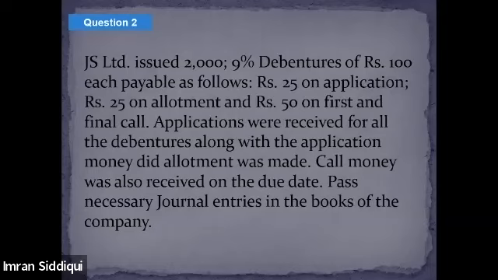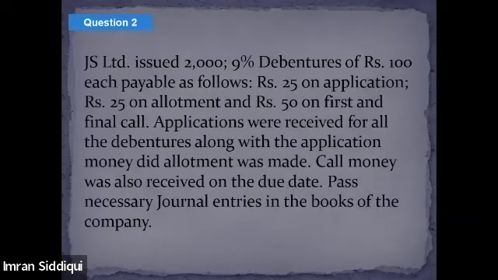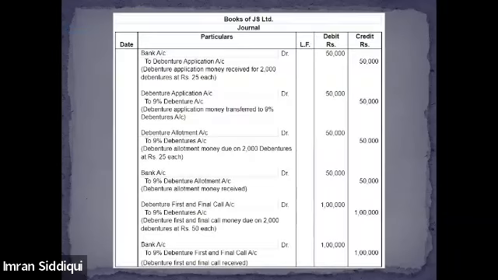The first entry will be for the application, which will be bank account debit to debenture application, which is 50,000. Everybody got the same value? Yes, same. Okay, then we'll transfer the application amount to the 9% debenture account. So the entry for that will be debenture application account debit to 9% debenture account.